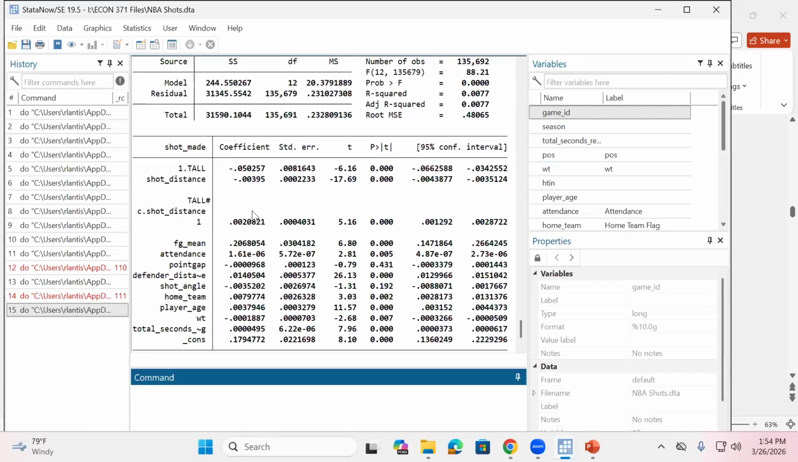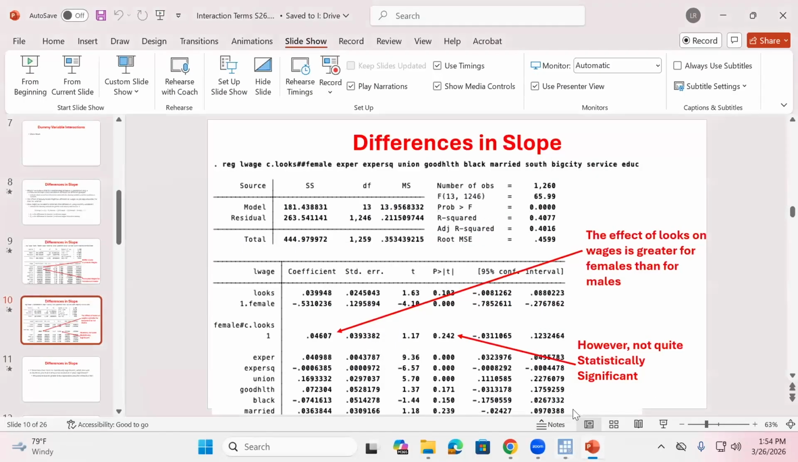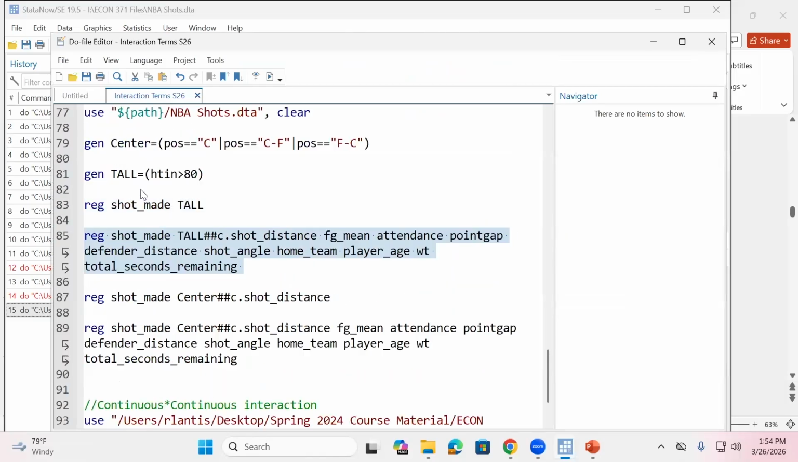Any other questions on this idea? Okay. I think maybe to end here, I'm going to do this real quick.